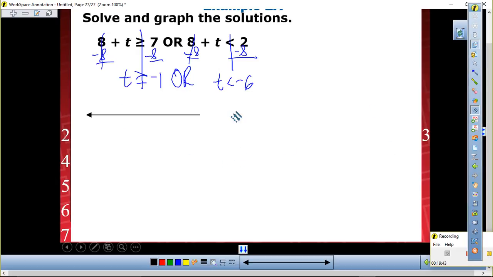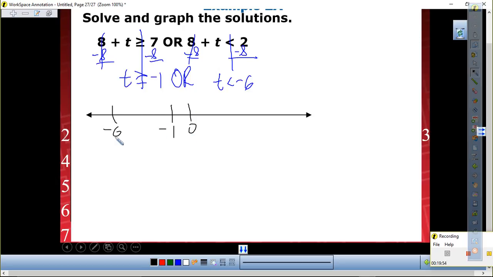Let's graph this. We have 0, negative 1, and negative 6. I'm going to start with red. Does it include the point? Yes, because it's got an equal sign. And then it says t is greater than or equal to negative 1. What numbers are greater than negative 1? Everything to the right. There it is. Now I'm going to green, open point. t is less than negative 6. What numbers are less than negative 6? Everything to the left, negative 7 and on.